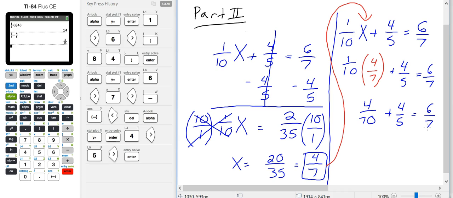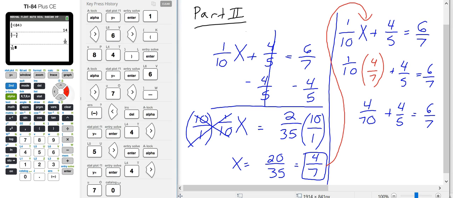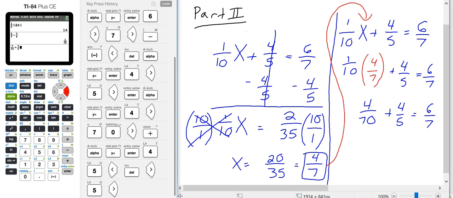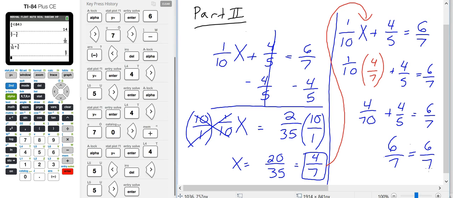Now, is that true? Is 4 over 70 plus 4 over 5 equal to 6 over 7? You can either find the common denominator for the 4 over 5, or you could just solve it on your calculator, which is what we'll do. So alpha y equals, to get a fraction, numerator over denominator. The numerator is 4, denominator is 70. And we're adding to that another fraction, 4 over 5. Enter. 6 over 7. So they're telling us 4 over 70 plus 4 over 5 is 6 over 7. 6 over 7 is equal to 6 over 7, and therefore we got it correct.